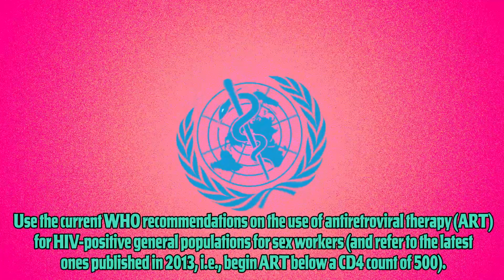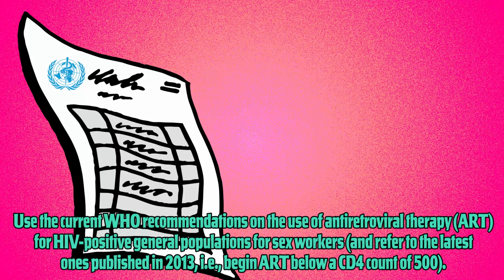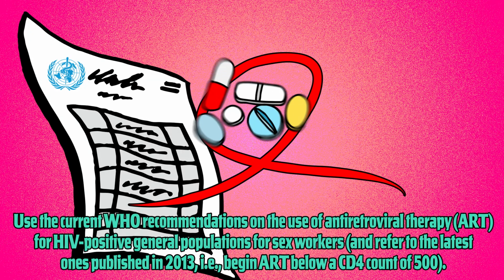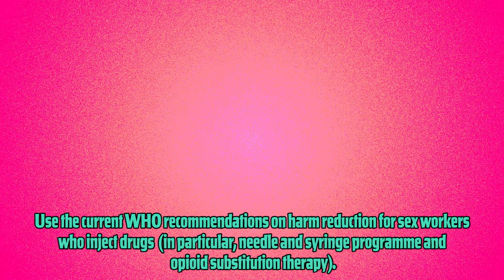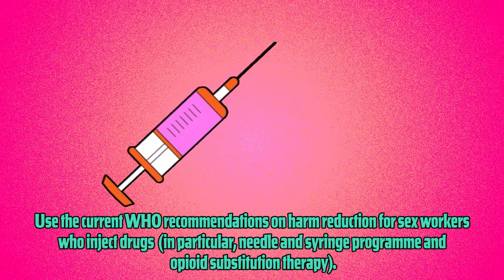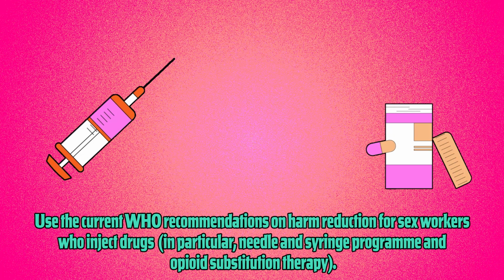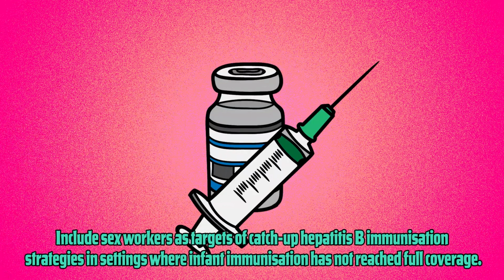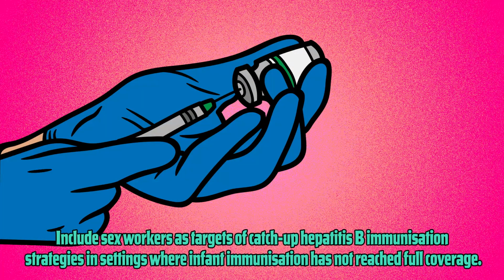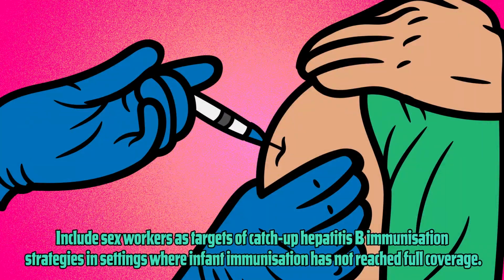Use the current WHO recommendations on the use of antiretroviral therapy, or ART, for HIV-positive general populations for sex workers, and refer to the latest ones published in 2013, i.e. begin ART below a CD4 count of 500. Use the current WHO recommendations on harm reduction for sex workers who inject drugs, in particular needle and syringe program and opioid substitution therapy. Include sex workers as targets of catch-up hepatitis B immunisation strategies in settings where infant immunisation has not reached full coverage.